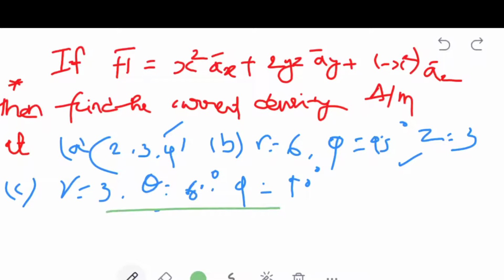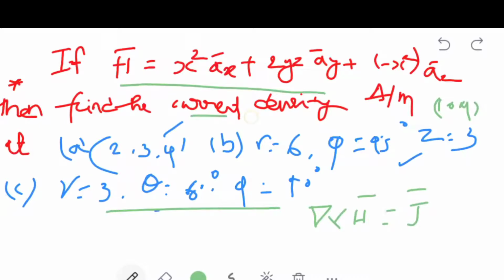This was asked for 10 marks in 2016. This problem was based on current density, del cross H equal to J, which is also called the point form of Ampere's circuital law. We have to use the formula del cross H equal to J. The magnetic field intensity is given, and by using Ampere's circuital law in point form, we can find the current density J bar by doing the curl of this.